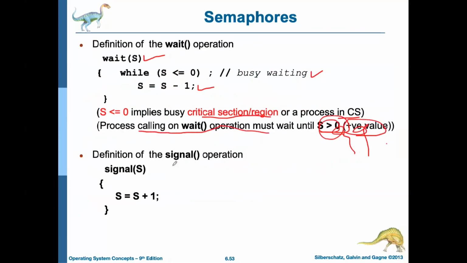All right. So, definition of the signal operation. We have signal. The value of S will increase, an increment of the S value by 1. Keep on increasing.